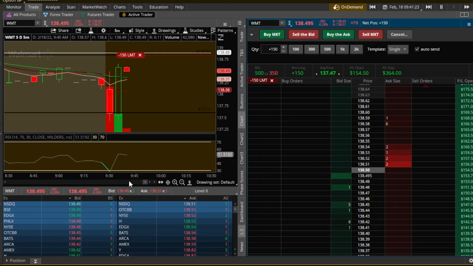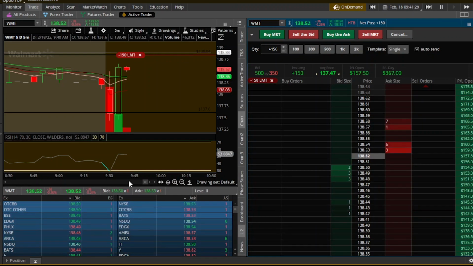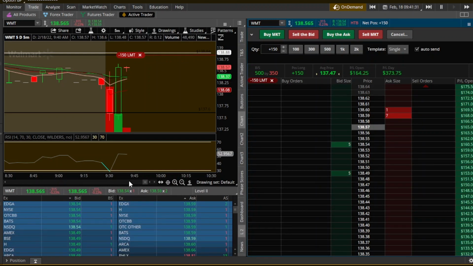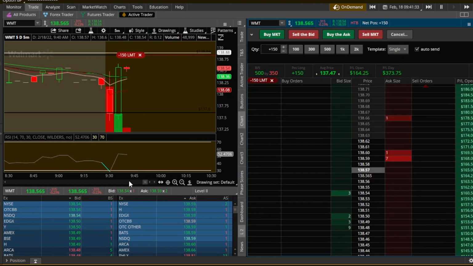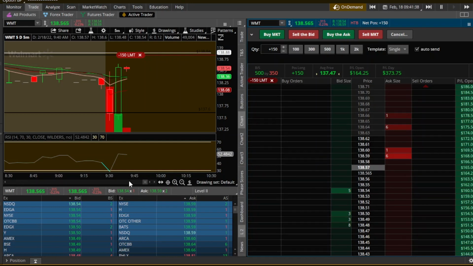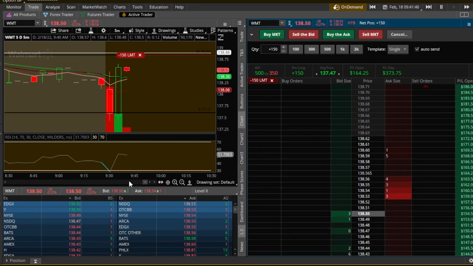This is a perfect example of letting your winners run. And if I wanted to, I could even sell 50 shares there and let the remaining 100 run. There wouldn't be anything wrong with that as long as I manage my stop loss.